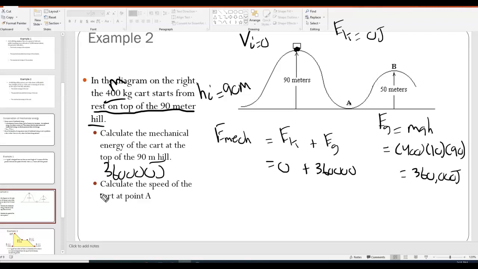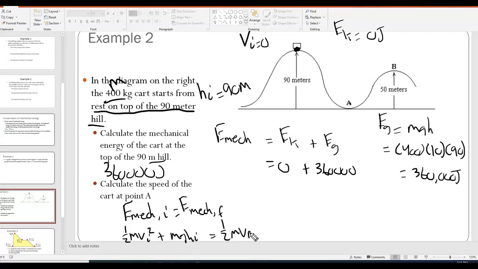So the last question says calculate the speed of the cart at point A. So now I use my mechanical energy conservation. Emec I equals Emec F. I expand that thing out just like I did before. Okay, and so I'm just going to write the whole thing. That's 1/2 MVI squared plus MGHI equals 1/2 MV final squared plus MGH final.